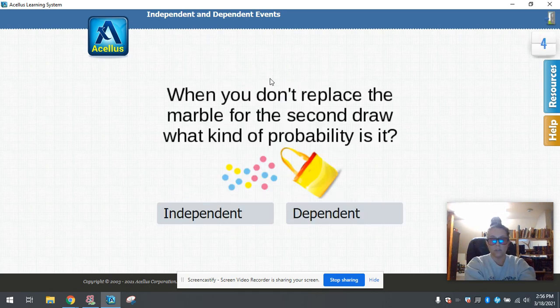When you don't replace the marble for the second draw, what kind of probability is it? It is dependent because it depends on the first draw that affects your probability.